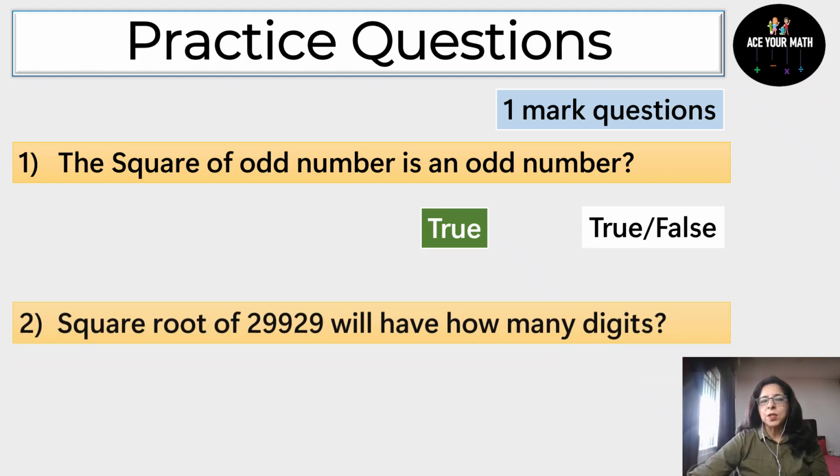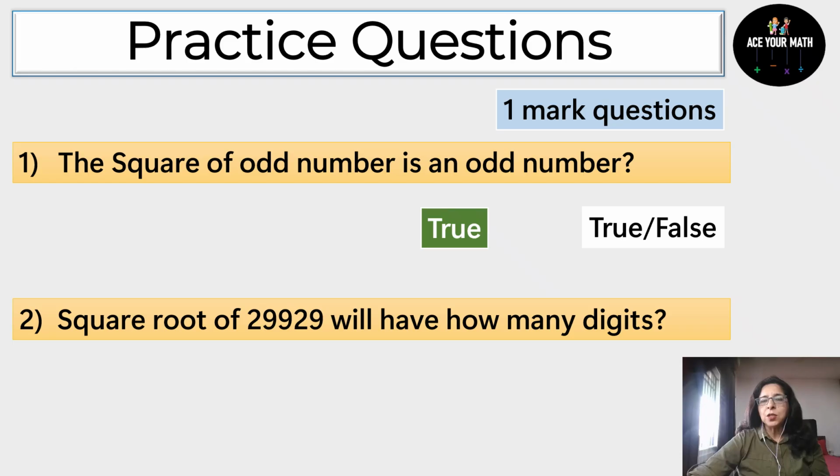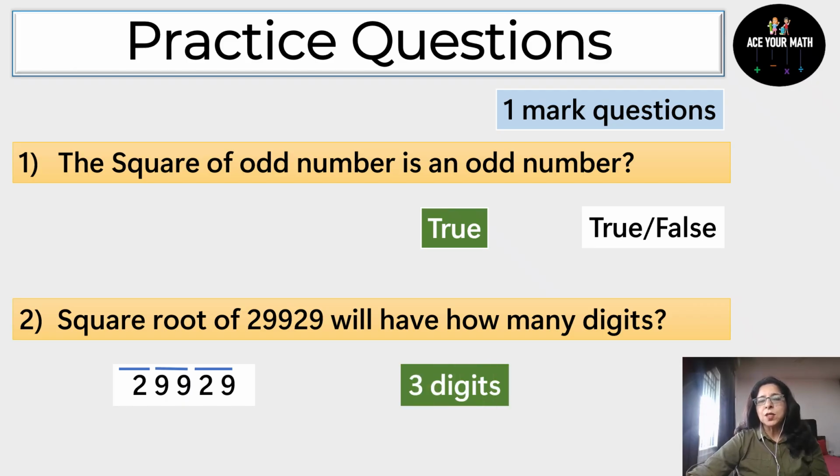And look at the next question. The square root of 29929 will have how many digits? So without finding the complete square root of the given number, how do you solve this question? You first do the pairing of the given number. How do we do pairing? You start from the rightmost digit, taking two digits at a time. So 29 forms one pair, 99 forms another pair, and 2 forms the next pair. So how many pairs did we form here? Three pairs, so your answer will come in 3 digits only. So the square root of the given number will have 3 digits in its answer.